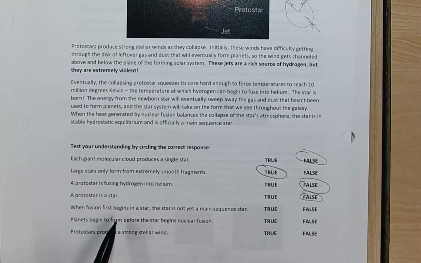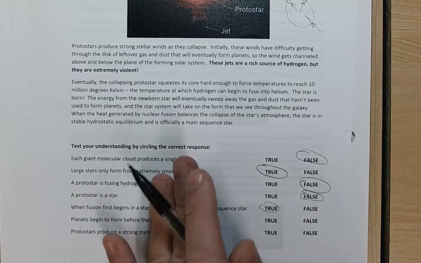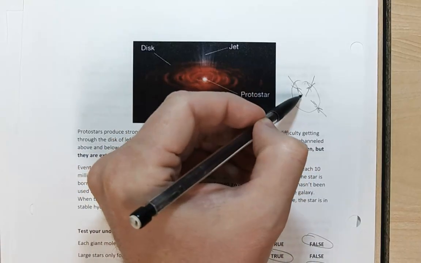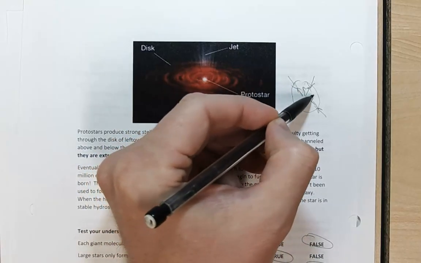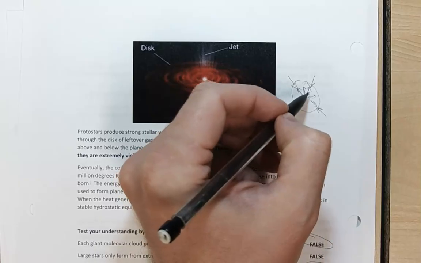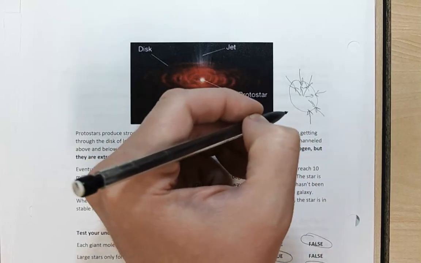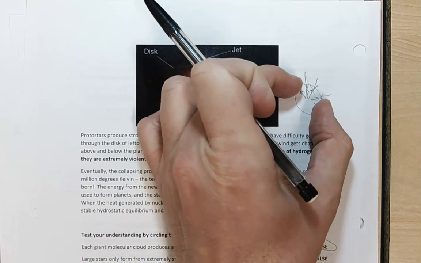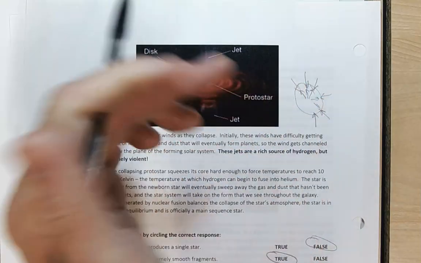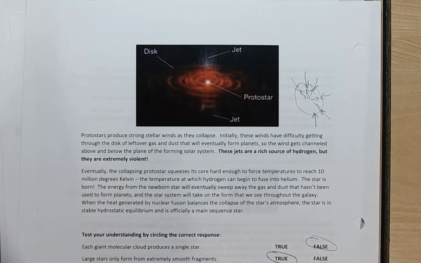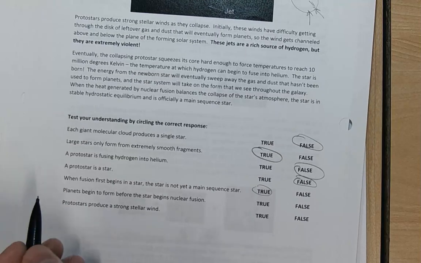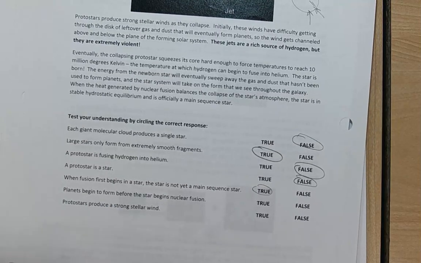When the fusion starts, the star is not yet a main sequence star. Yeah, that's true, right? When the fusion starts, the star is going to start making radiation pressure, but when the star first starts making radiation pressure, gravity is still stronger. And if gravity is still stronger, then it's going to collapse down more and more, and then heat up more and more, and that's going to drive more nuclear reactions and make more radiation pressure. So when the hydrogen fusion starts, it's not quite a main sequence star yet.